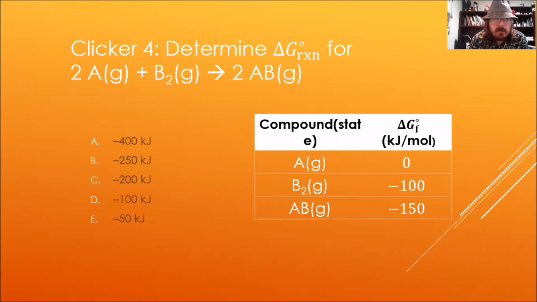But this is where we'll stop, after this clicker question. The clicker question says, determine the delta G for this reaction: 2A plus B2 goes to 2AB. So we have 2 products and 3 reactants, and they're going to subtract from each other to calculate our delta G. We have our delta G values. A is 0. The diatomic B2 is 100, and there's 150 for each AB.